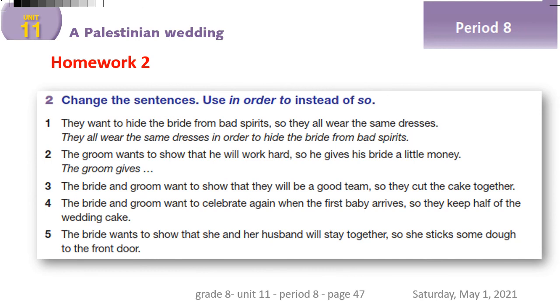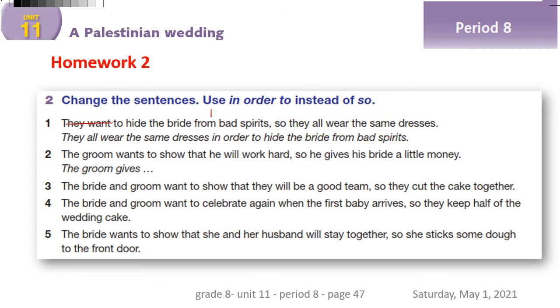لاحظ they want to hide the pride from the bad spirits, so they all wear the same dresses. لما يغير يستخدم in order to. جاء بالجملة رقم 2. الجملة رقم 2 وحطها رقم 1. Look here. They all wear the same dresses in order to. وبعد ما حط عكس جملة رقم 2 حطها جملة رقم 1، حذف they want الفعل والفاعل in order to hide the pride from the bad spirits. You need to do the same thing. انت كمان بدك تعمل نفس الشيء مع بقية الجمل.